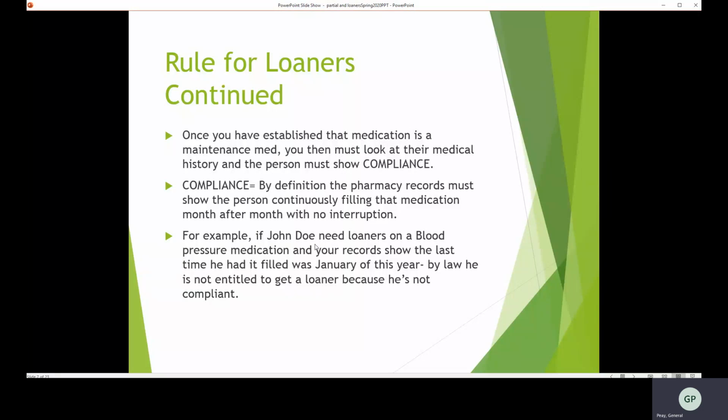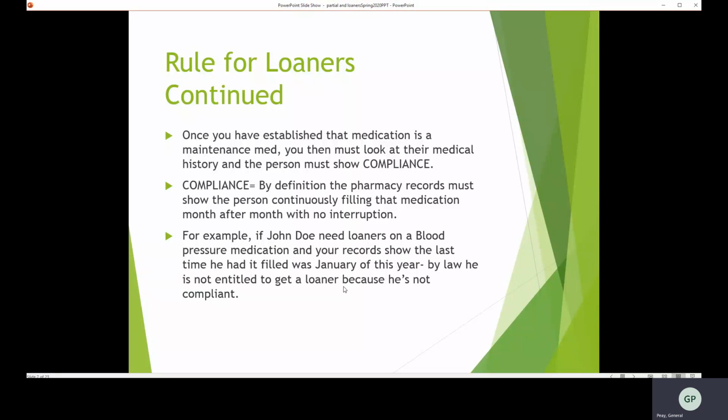An example I give is if John Doe needs a loaner on a blood pressure medication, and your records show the last time he had it filled was January of this year, by law, he's not entitled to get a loaner because he's not compliant. He has missed roughly 9 or 10 months of the medication, so you can't give him loaners in that situation because he's not compliant.